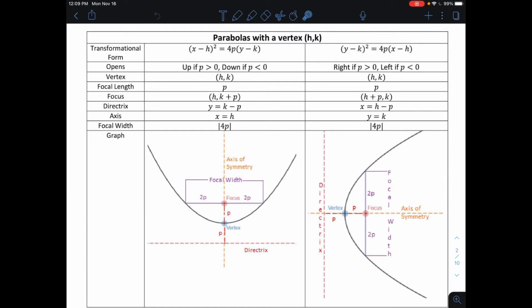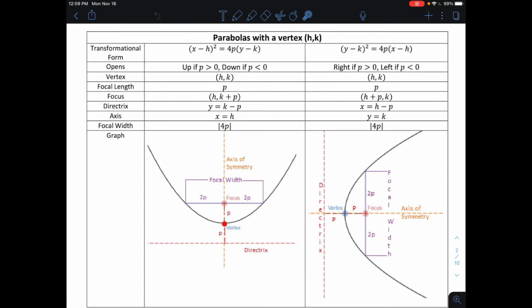To determine if the parabola opens up or down or right or left, we look at the sign of this 4p. If written in this form, if 4p is positive, the parabola is going to open up or open right. If 4p is negative, it's going to open in the negative direction, which would be down or left. Which brings us to the question of what in the world is p?